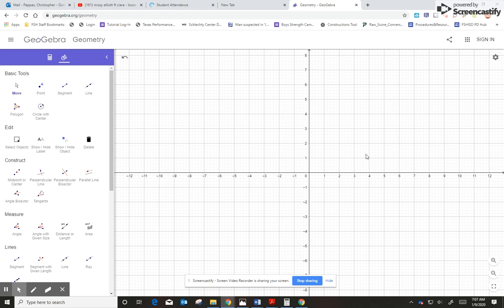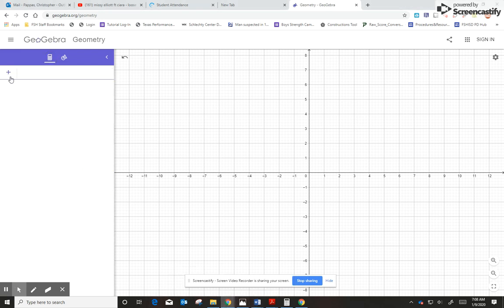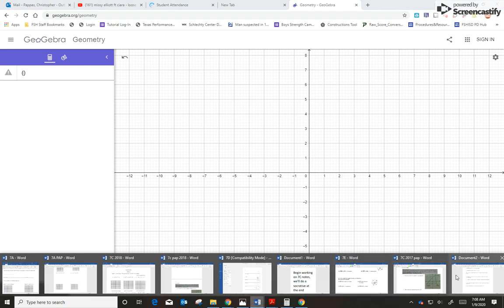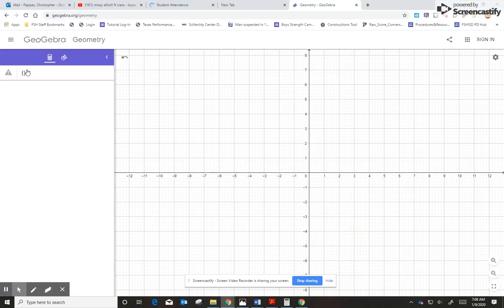So now we have a graph up here like so. All right. So now what we're going to do is we're going to go to the calculator tab over here. We're going to hit inside here. And our first point on our graph was 2, 5. So all we're going to do is type in 2, 5 there, and it puts our point A right where it goes.